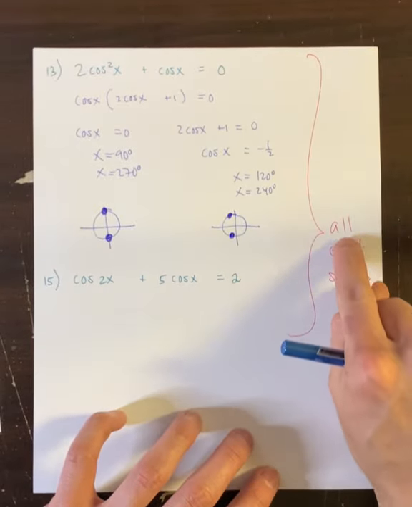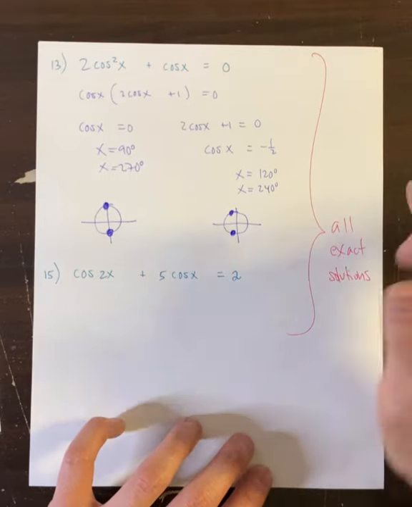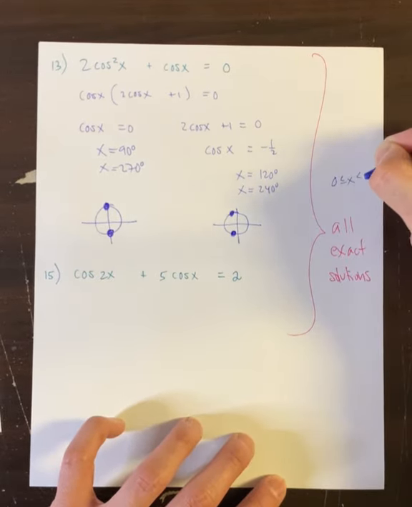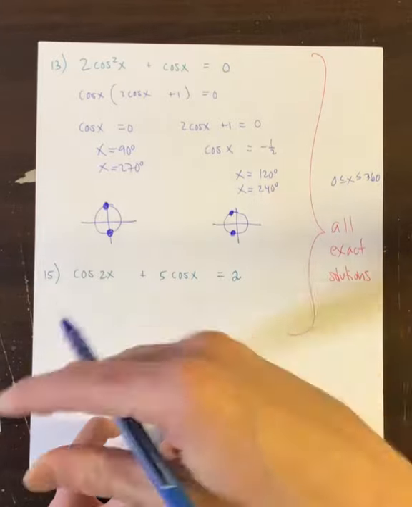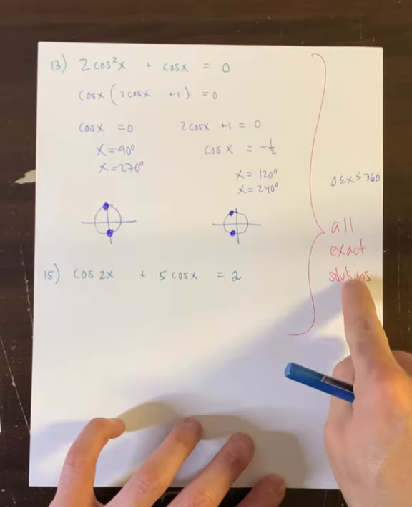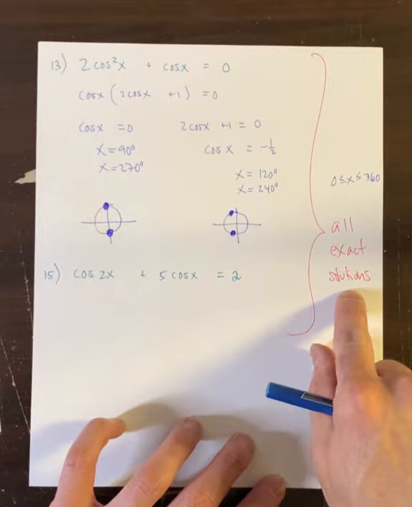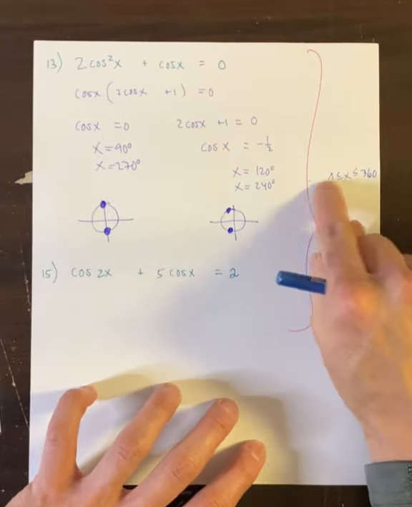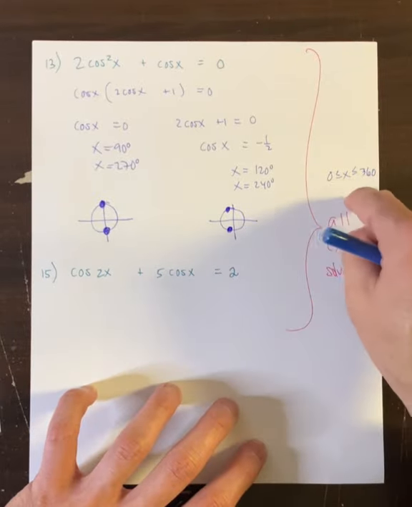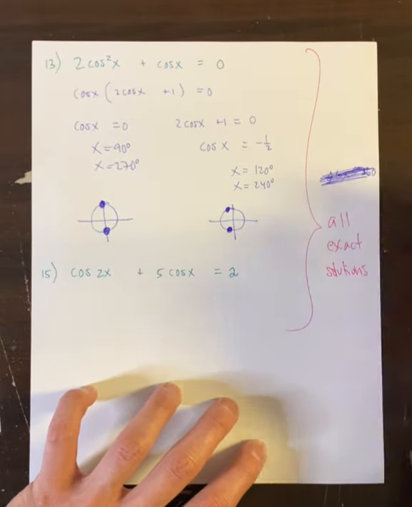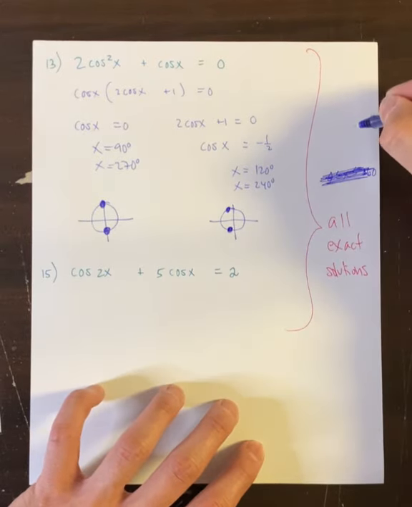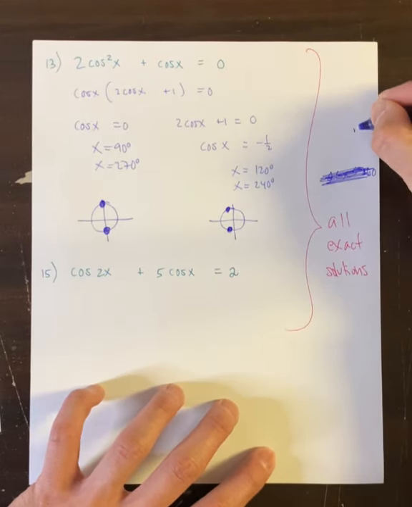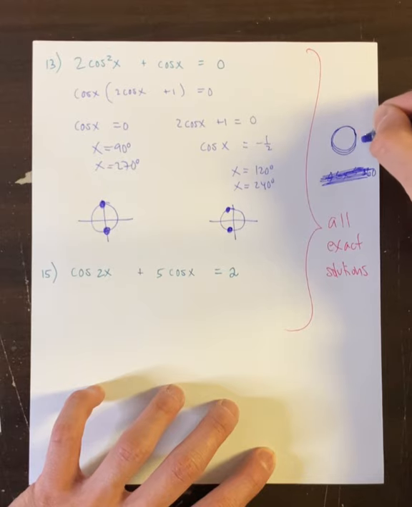But look at what this says. They want us to give them all the exact solutions. Last time they said something like between 0 and 360 for the other two problems. But for these ones, this says all the answers. So we're not going to confine ourselves to 0 to 360, because that is just within one revolution. The fact that it says all means you have to find all the answers within one revolution, within the next revolution, within the next revolution, and so on and so forth.